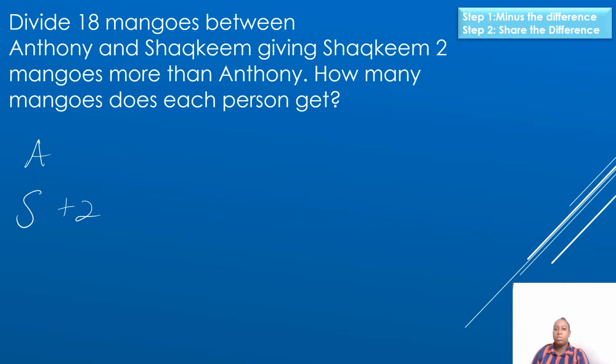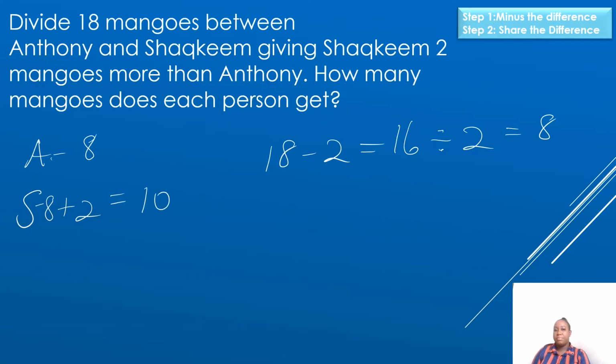The first thing we are going to do is subtract the difference. 18 take away 2 is going to give me 16. Okay, after I get 16, how much am I dividing 16 into? 2, because I'm sharing it into two parts. Okay, 2 into 16 is going to give me how much? 8. So that means that each person is going to get 8. But Shakim is getting 2 more. So Anthony gets 8 and Shakim gets 10. And now if we add 10 and 8, we will see that we got our 18.